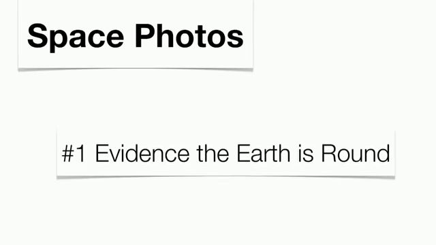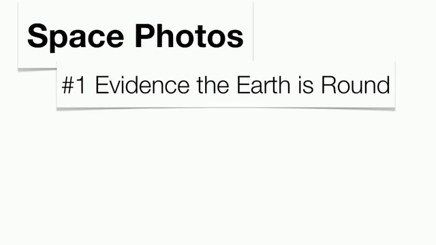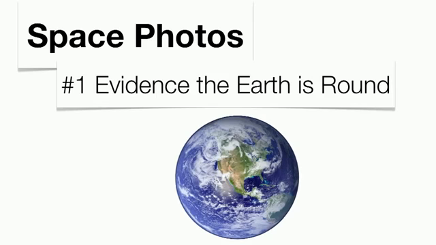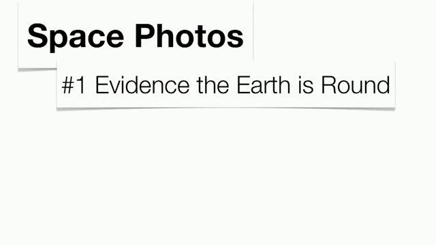The first evidence, space photos. It's the number one evidence. Space shuttle goes out in space, snaps a picture of the Earth, you're going to see an image that looks like that. That looks pretty round to me. That's the best evidence that the Earth actually has a spherical shape.